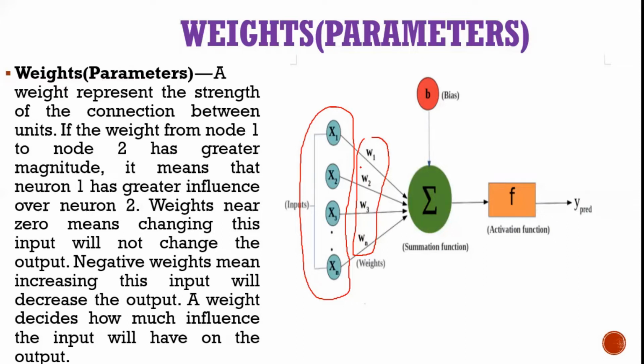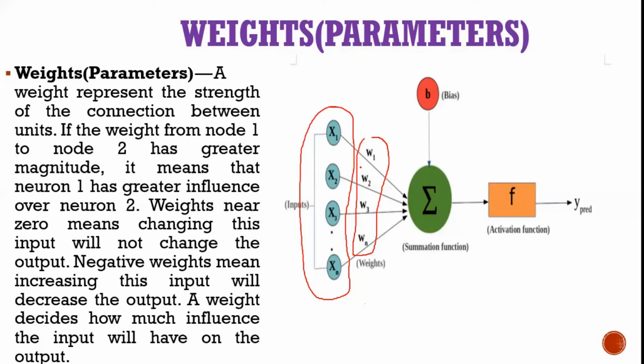So you're giving it here. What you're doing now is giving your own weightage to the weights. So, weight is a word which comes up. Now see this again. The weight from node 1 to node 2 has greater magnitude. It means that neuron 1 has greater influence over neuron 2. Weights near 0 mean that changing this input will not change the output.